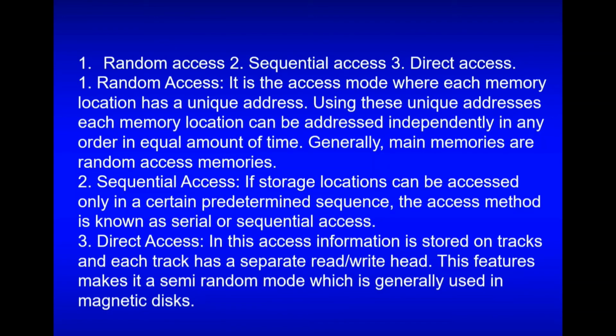So there are three basic types of accessing a memory location: random access, sequential access, and direct access. First one is random access. It is the access mode where each memory location has a unique address. Using this unique address, each memory location can be addressed independently in any order in equal amount of time.